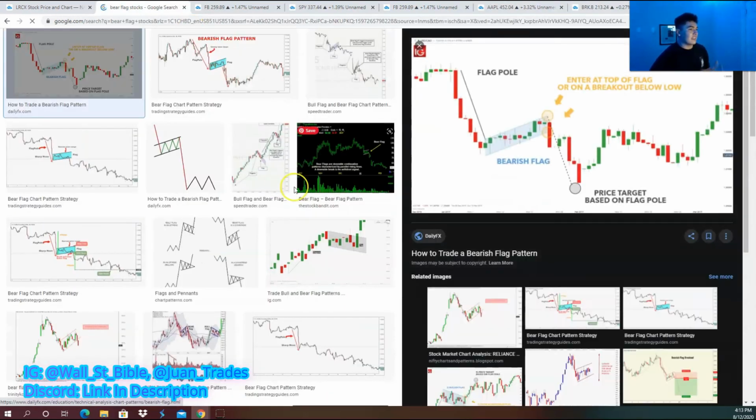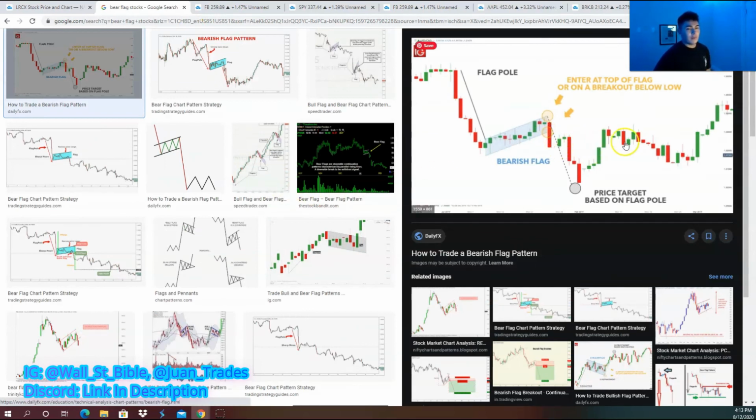Now I had it ready because I did some consultations with a couple of my members from my Discord server. But here we have a bear flag, and what do we see? We see the flag pull. We see the bearish flag come up, boom, and then what do we see? Boom, it comes back down.